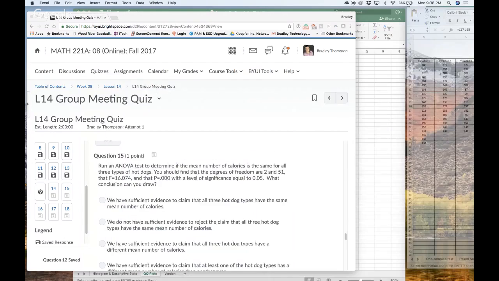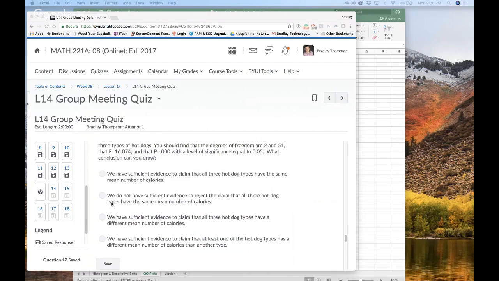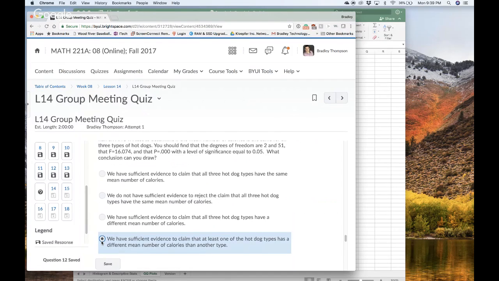So what's our conclusion? We have sufficient evidence to claim that at least one of the hot dog types has a different mean number of calories than the other types. I agree, because it's below 0.05, correct? Yeah. Essentially they're just changing the language instead of rejecting or not rejecting the hypothesis. So that's the last option, correct? Yeah.